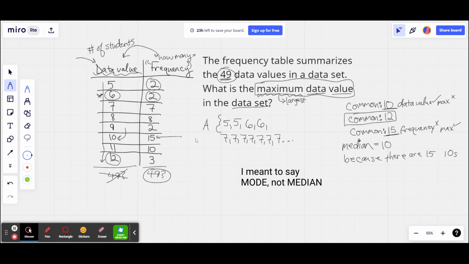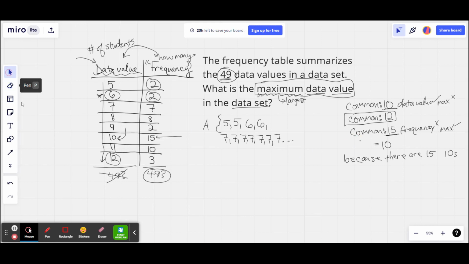So I'm silly. I don't know why I'm saying median. Apologies. That should totally be the mode. All right, forget everything I said about median. There would be another way to calculate the median, which we might do another time.